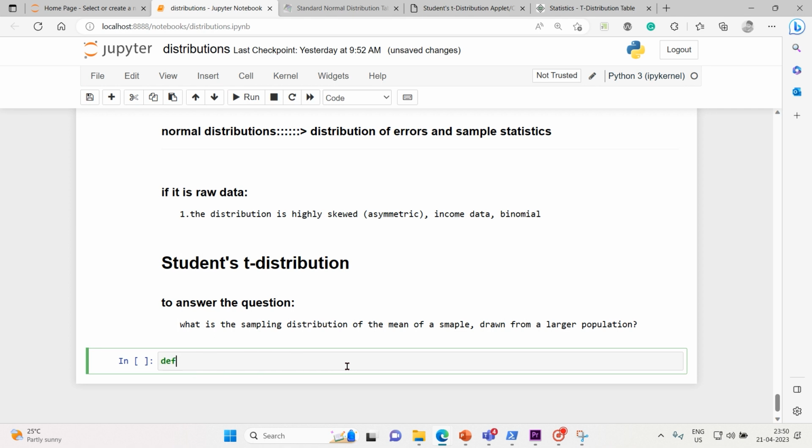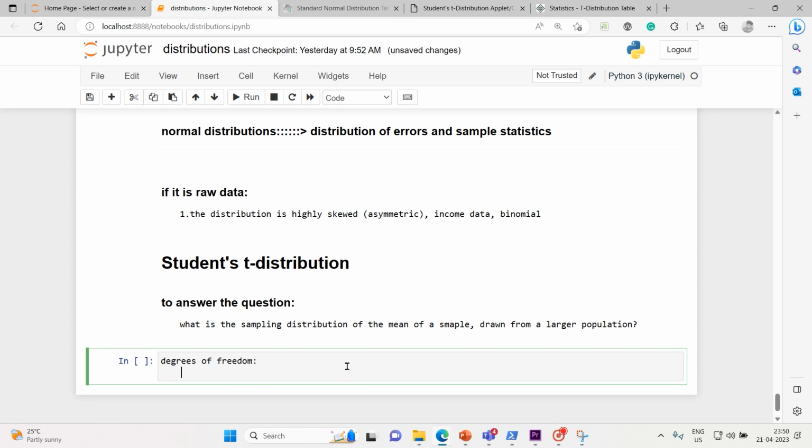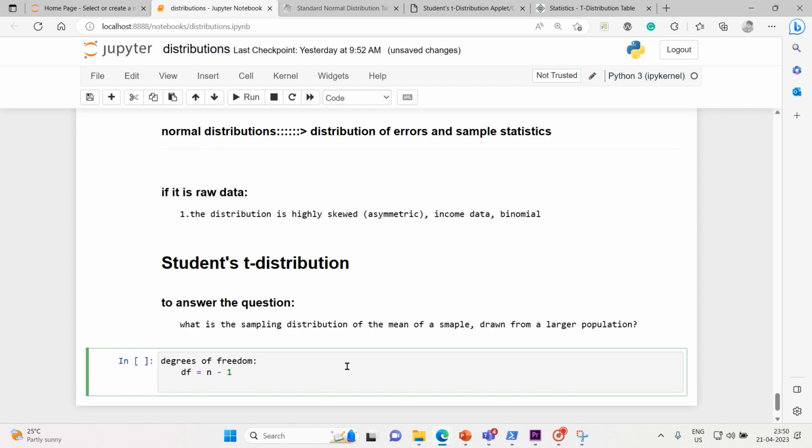So let me put degrees of freedom, that is equal to n minus 1. So df is equal to n minus 1. The term degrees of freedom in statistics refers to the number of values in a sample that are free to vary when estimating a statistical parameter.